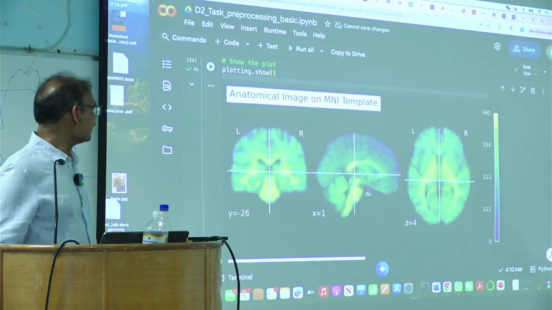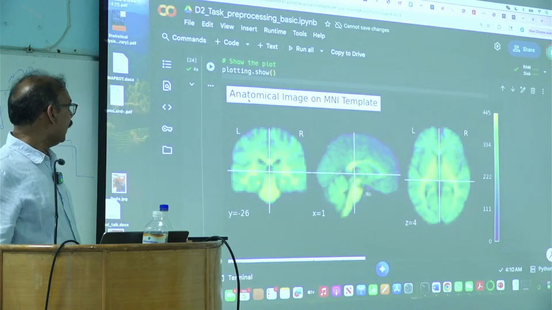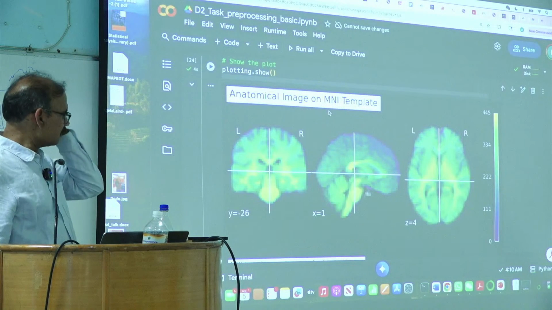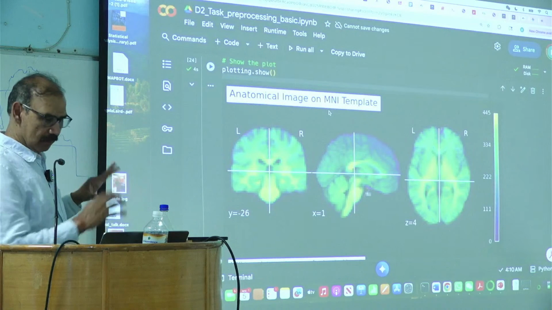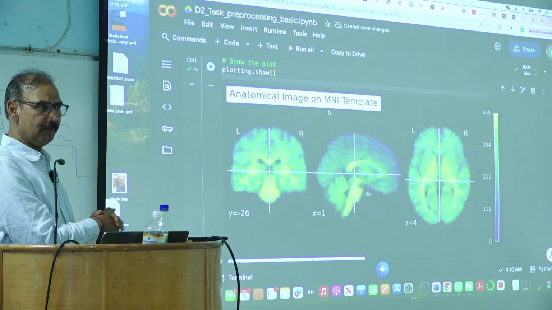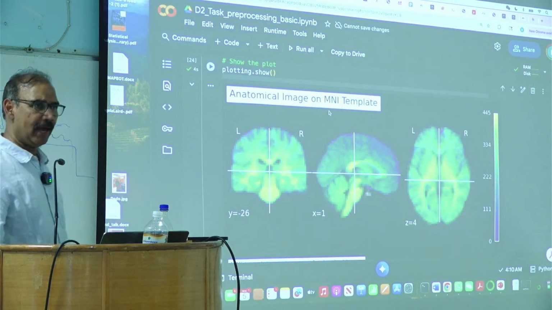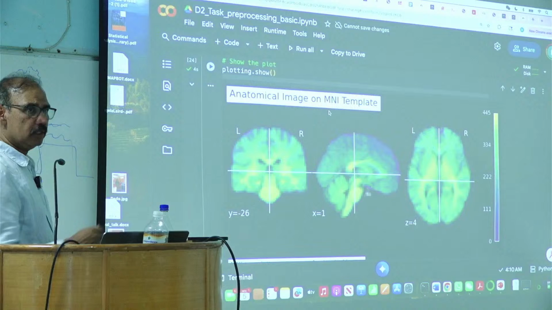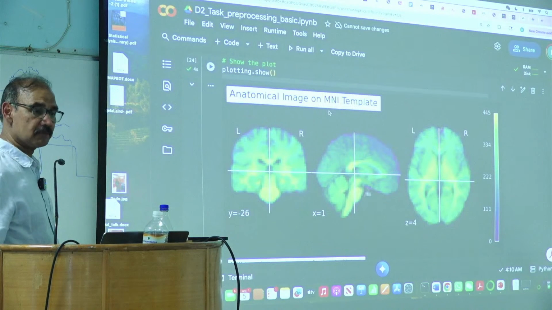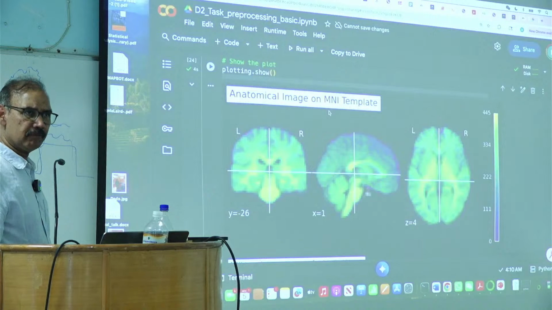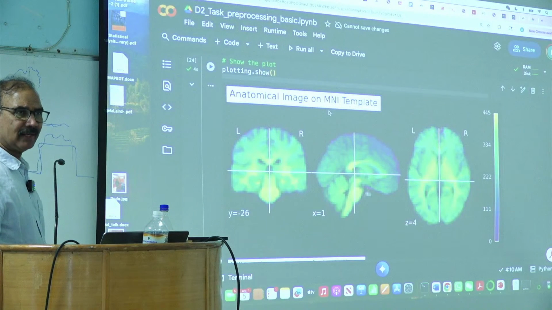Right. So this is the anatomical image on the MNI template. We have transformed the anatomical image to the MNI template. So we have used an affine transformation to match this. Can anyone tell what is the limitation of this? Does this method have any limitation?